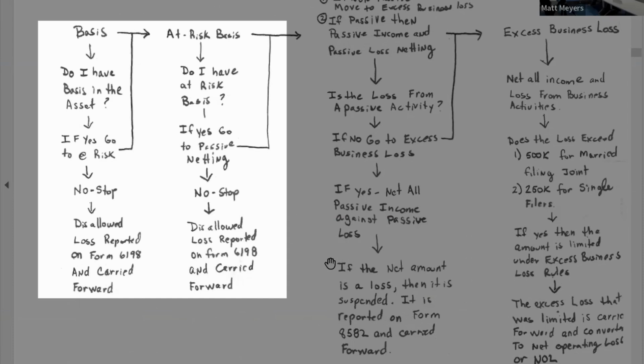At-risk basis: do I have at-risk basis? If yes, go to passive netting. If no, stop, it's disallowed. Reported on Form 6198.